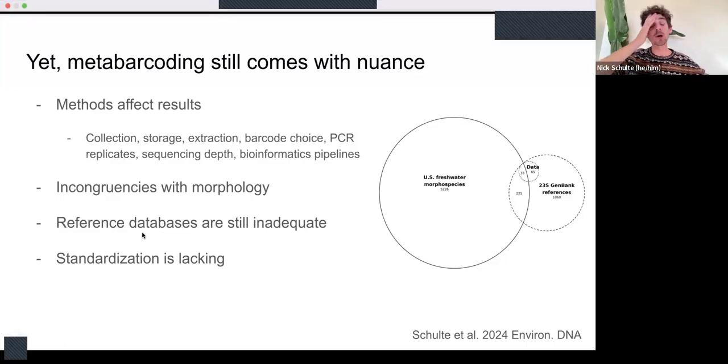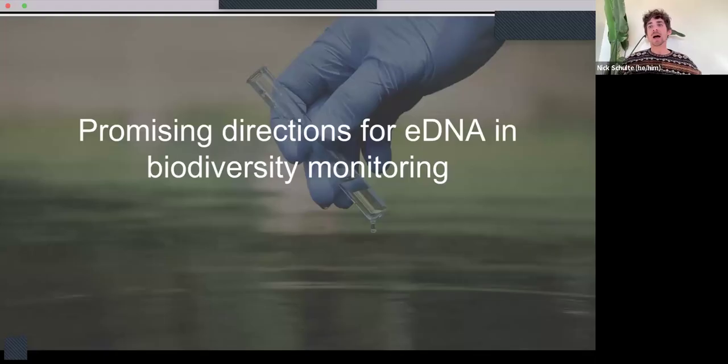I talked about the incongruencies with morphology already, and I've touched on a little bit that the reference databases from that early barcoding work are still inadequate. This is all algal freshwater morphospecies that are used for environmental assessment. But you can see that, of the 5,200, only 200 of them were in GenBank a couple of years ago for this one gene region. And then finally, standardization is lacking, and that can spook a lot of users.